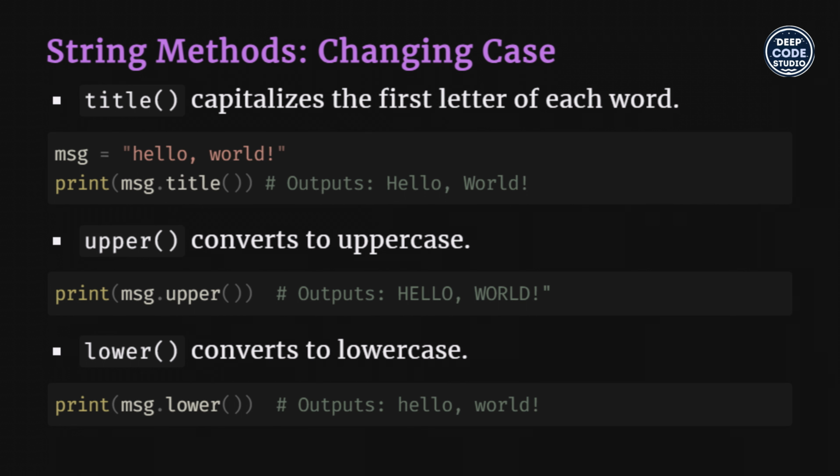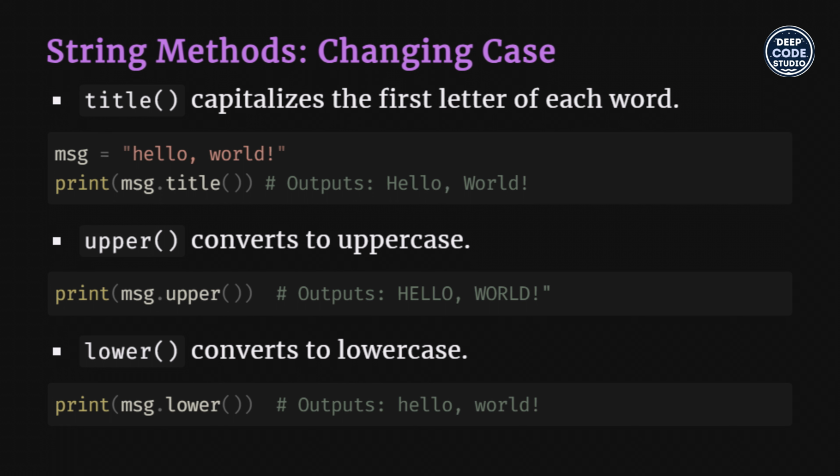This instructs Python to apply that method to the linked data. And in our example, Python applies this title method to whatever is stored in message. And methods are always followed by parentheses. These can be empty, as in our case, or they can contain additional information needed for the method to work.